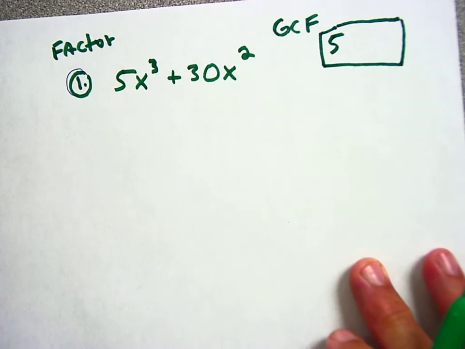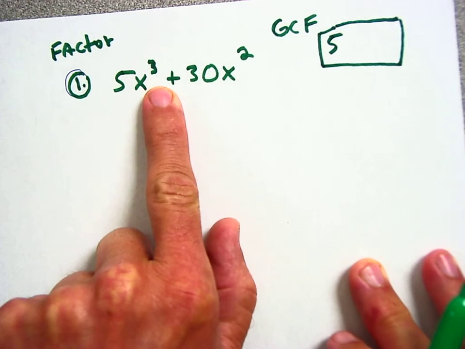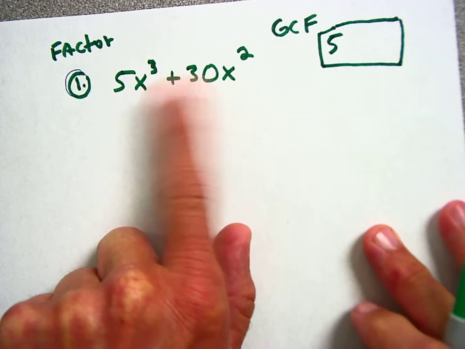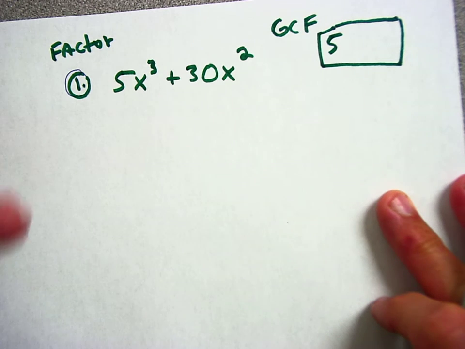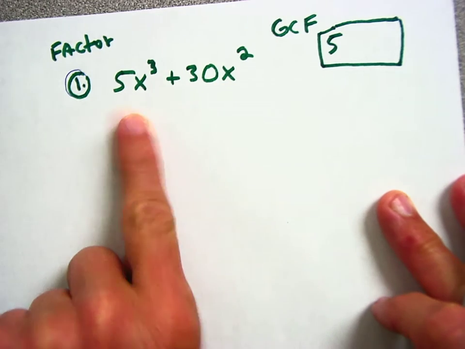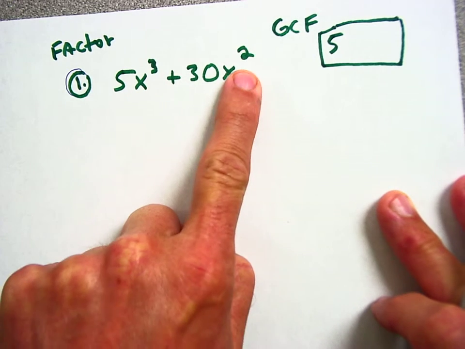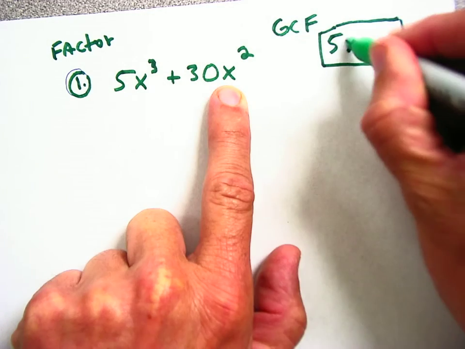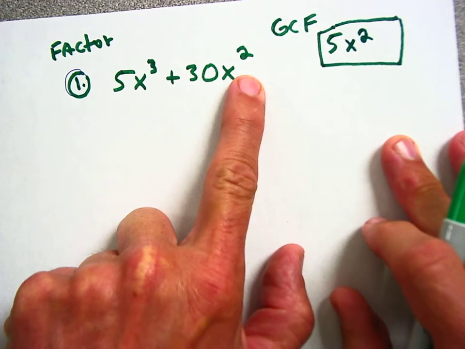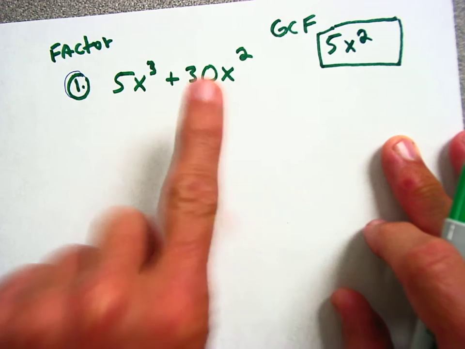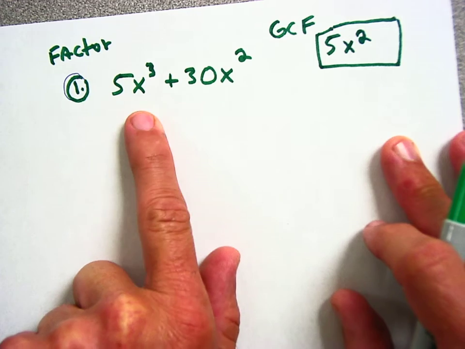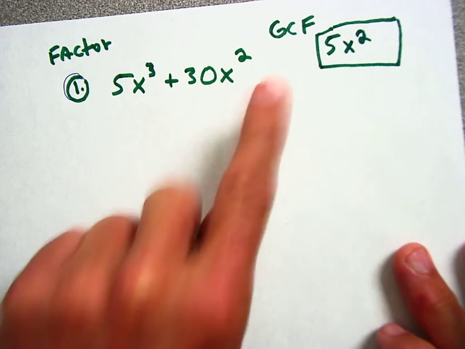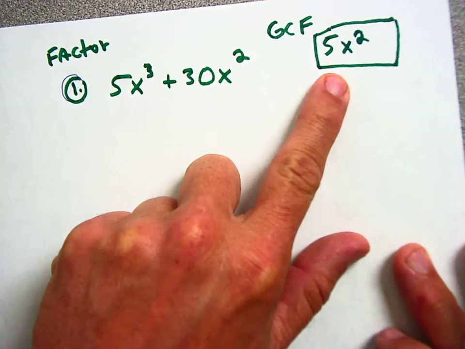And then when you look at the letters, you've got x to the third, which is x times x times x. You have x to the second, which is x times x. But because it's the greatest common factor, you're looking for the greatest amount of x's that's in both. So even though 3 is more than 2, you're going to go with x squared because x squared is the most that both of them have. Once you have the GCF, I'd write it off to the side in a box.